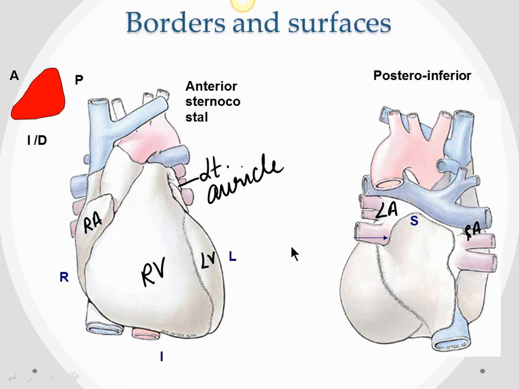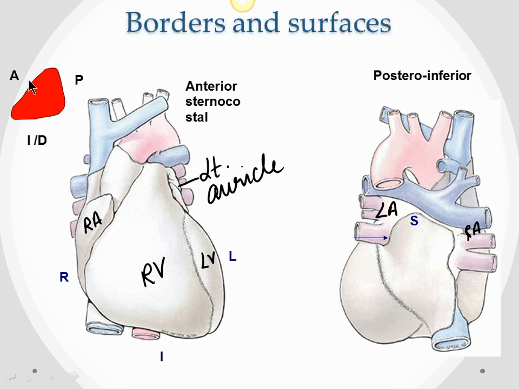Now let's look at the borders and surfaces of the heart. And in order to understand that, let's see how the heart is in your body. And take a look at this. This is as if you're looking at the heart from the side view up here in this picture. So imagine if you had the heart and you were looking at it from the side, okay, like this. So I've drawn it this way. So you're looking at the heart from the side.